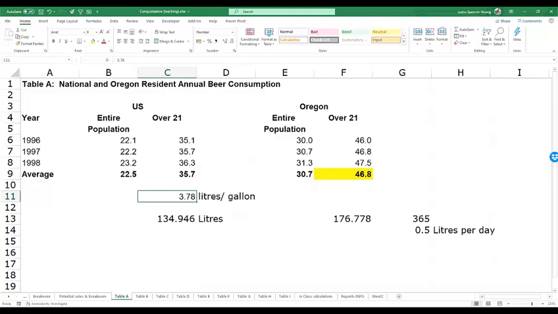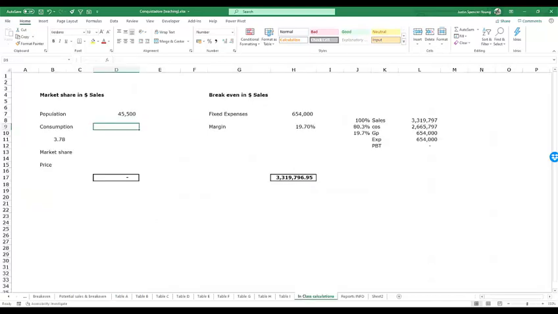So if you multiply this number by 3.78, you get a liters number of 176 liters. My own curiosity is how many liters is that per day, divided by 365? And it turns out it's half a liter a day. It's about a pint of beer a day. So let's use the 46.8. Let's go back to our calculations.